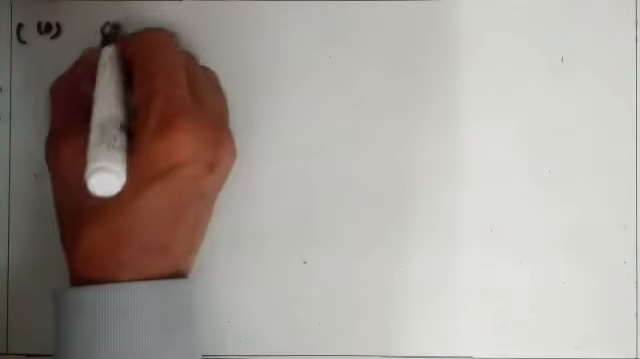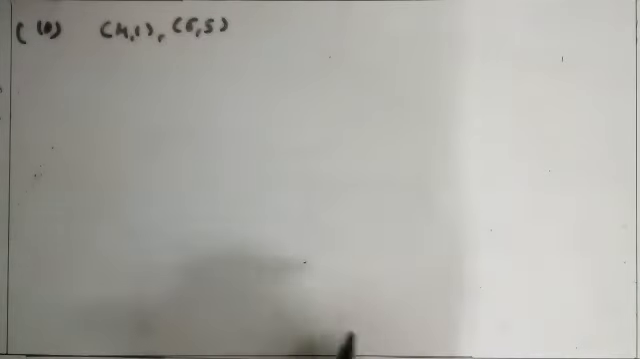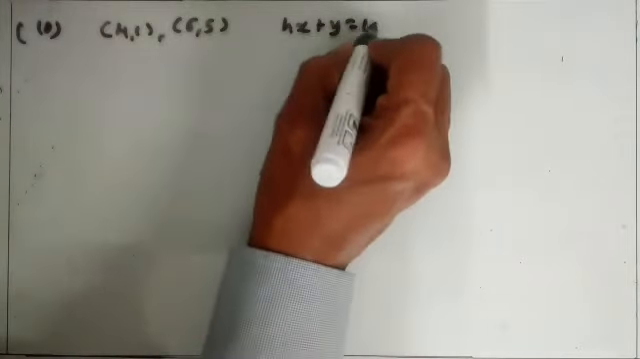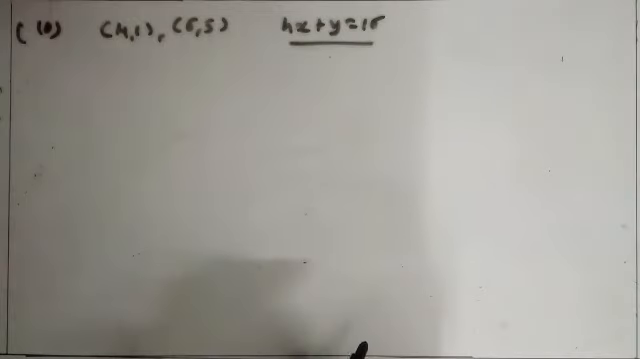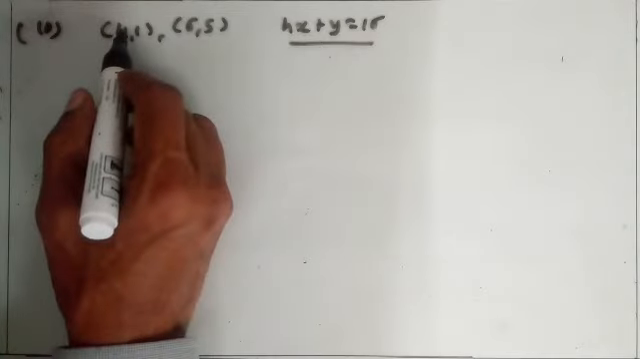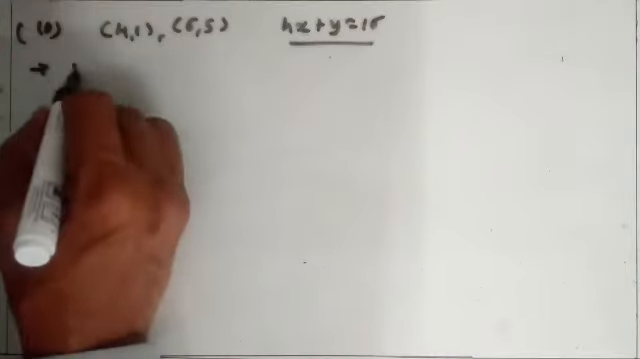Question 10. Find the equation of the circle passing through (4, 1) and (6, 5) whose center is on 4x + y = 16. Here the center lies on this line. First suppose the equation of the circle is (x - h)^2 + (y - k)^2 = r^2.